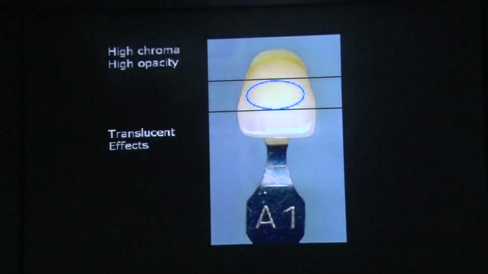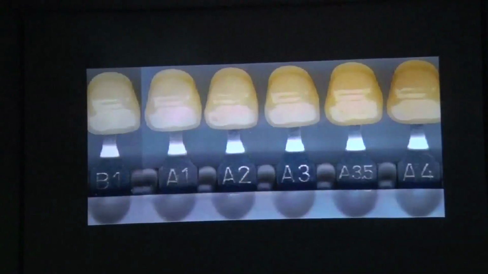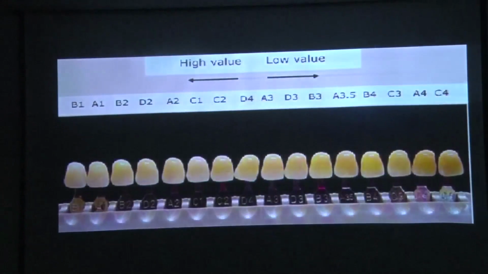So now let's look at shade tabs. There are many clinicians who use shade tabs, but I don't believe in shade tabs, but I want to show that if you use shade tabs, there are a few things which you should consider. So basically all the shade tabs will have high chroma, high opacity, and as you come down the chroma increases. So just kindly look at that, and then you should know how to place the shade tabs.